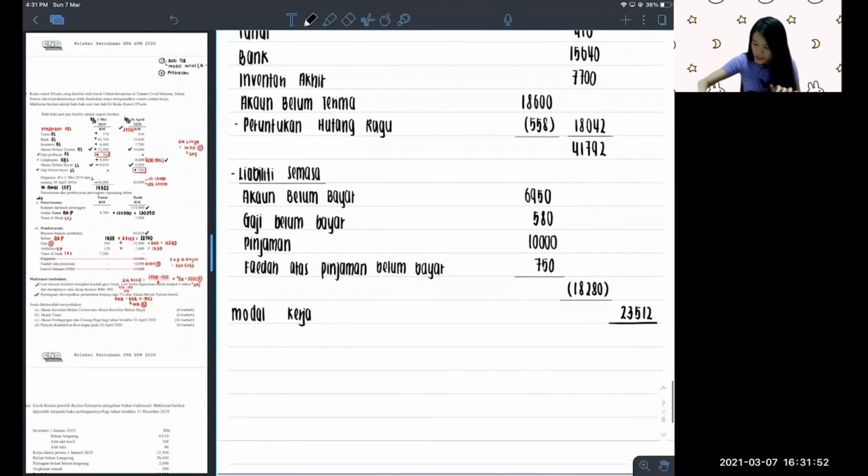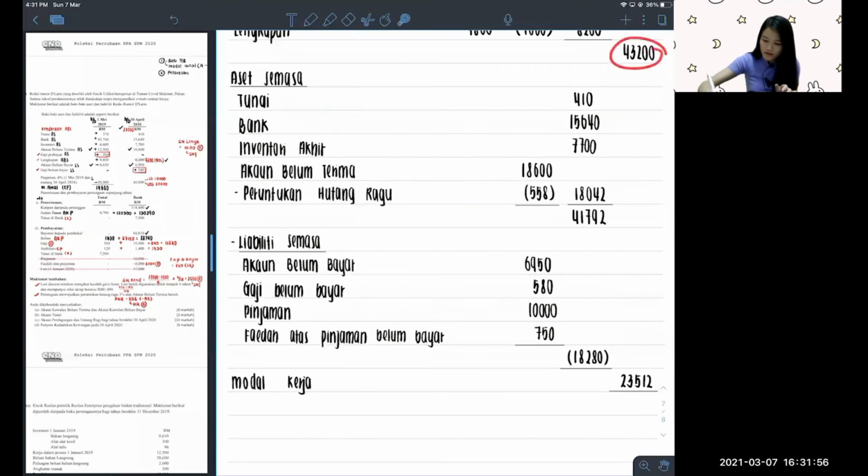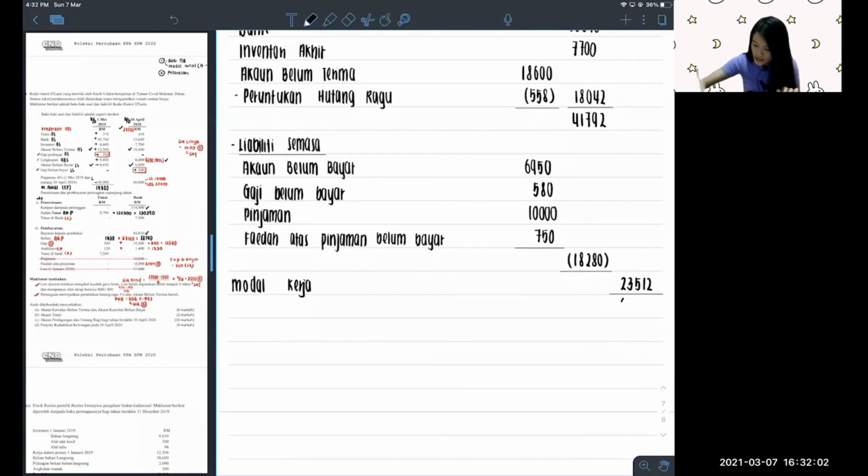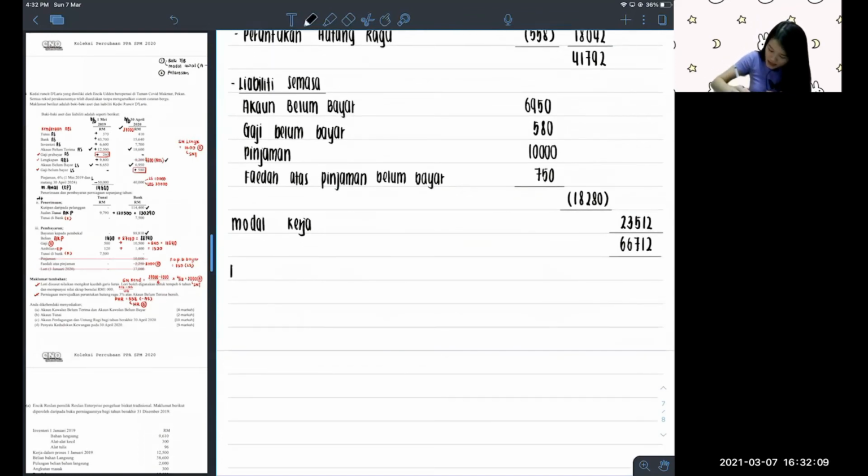Okay, kan? Modal kerja is positive. So add, okay? Add together with your 43,200. Answer for the total is 66,712. So our aim now is to be able to get your equity per minute the same as this number. But this question not only has equity, the bottom part will also have a LBS. So start from EP first.